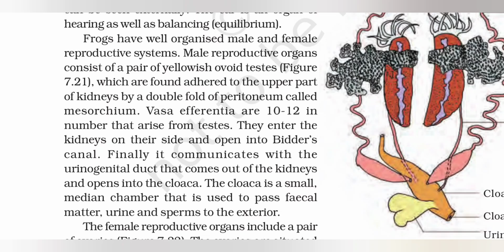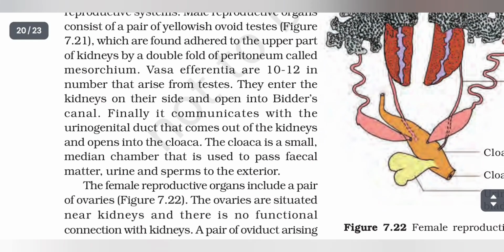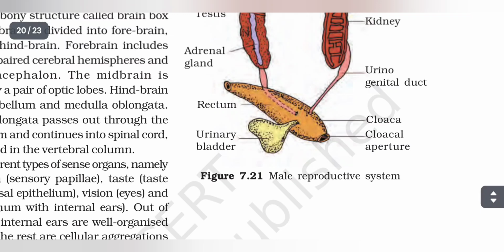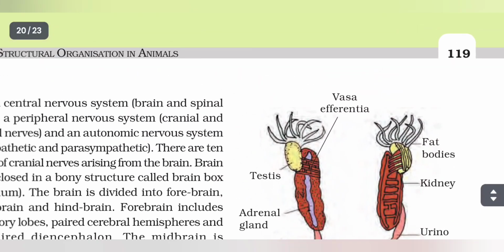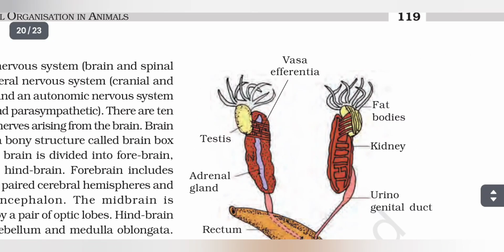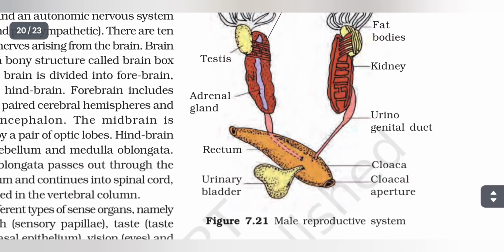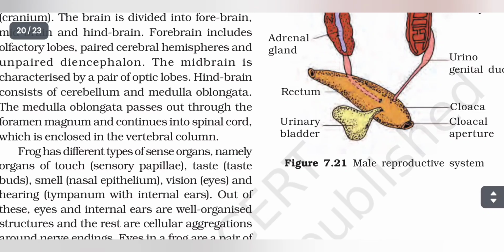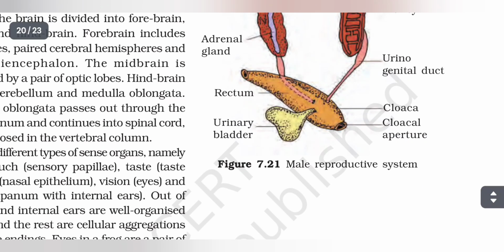The cloaca is a small median chamber that is used to pass fecal matter, urine, and sperms to the exterior. So this is the male reproductive system. Vasa efferentia, testis, adrenal gland, fat bodies, kidney, urinogenital duct, rectum, urinary bladder, cloaca, cloacal aperture.